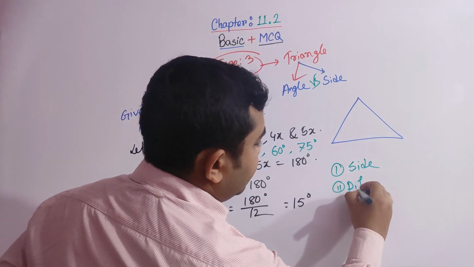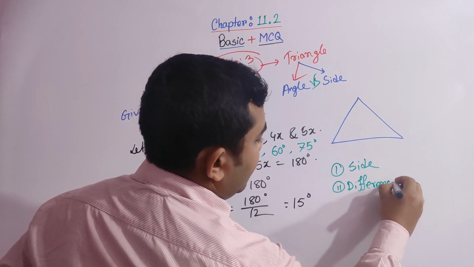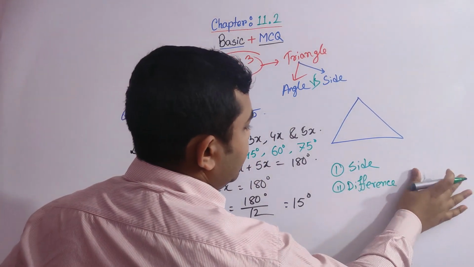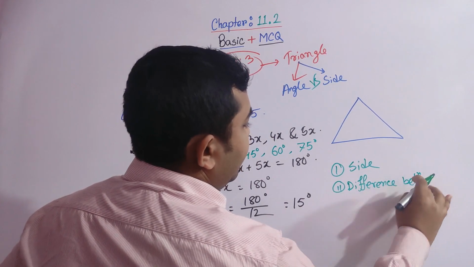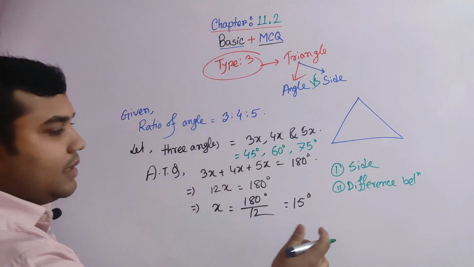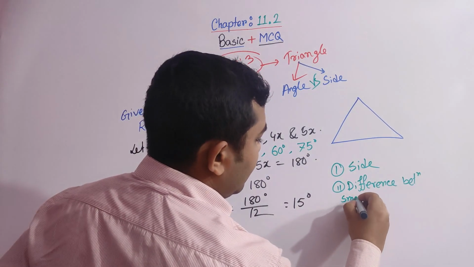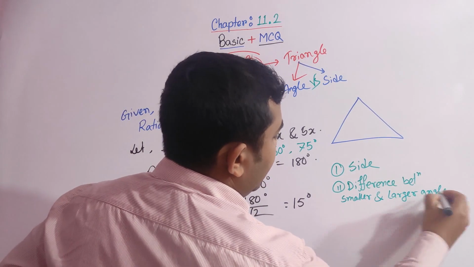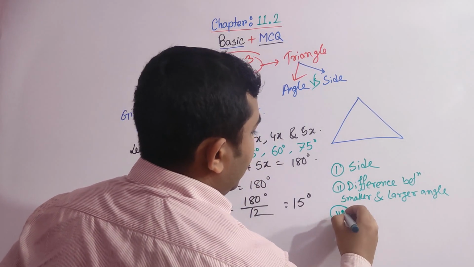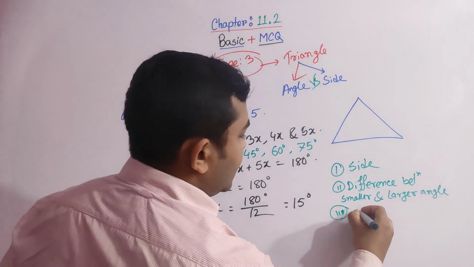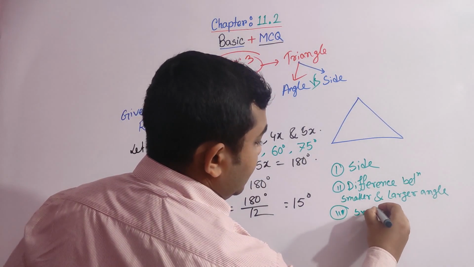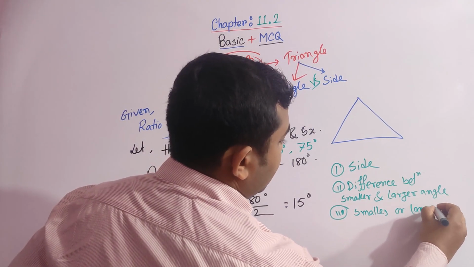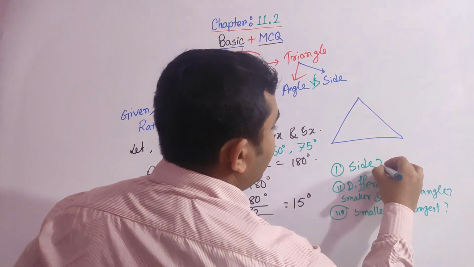So, the difference between the smaller and larger angle. And another question can be, what is the smallest or biggest, or largest angle. So these three types of questions can come.